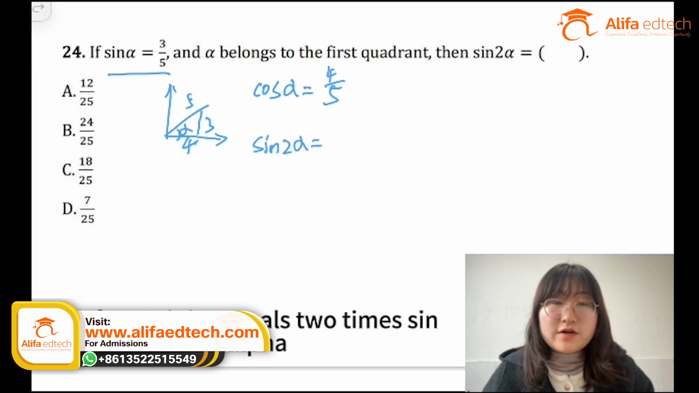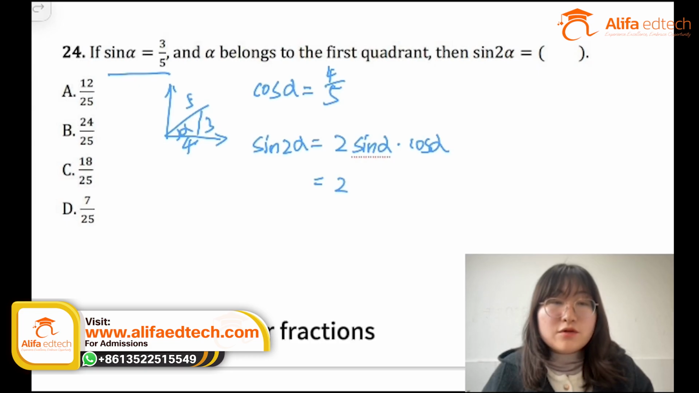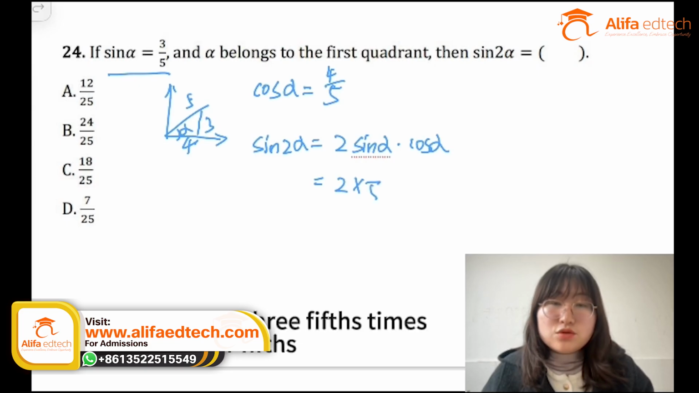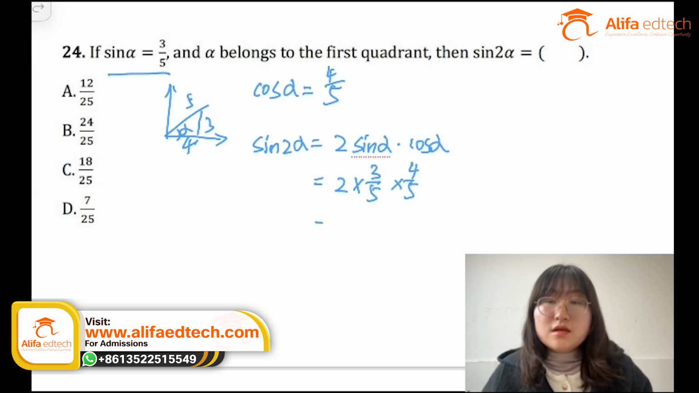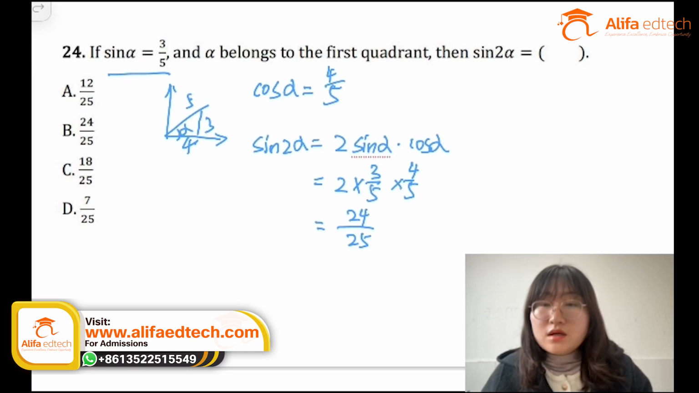Sine of 2 alpha equals 2 times sine of alpha times cosine of alpha. Plugging in our fractions, we get 2 times 3/5 times 4/5, which is 24/25. So the result is 24 over 25. The correct answer is B.